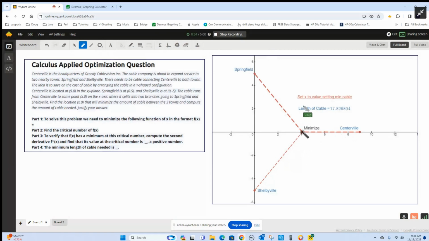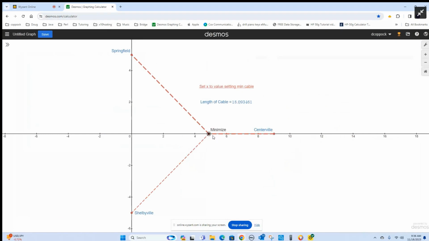And we want to find the point along the x-axis that will minimize the amount of cable. Okay, and so you can see what's happening. Focus on the length of cable. If I move this point to different spots, the cable length required becomes different. And so obviously there's a point in here somewhere where the amount of cable is going to be a minimum.